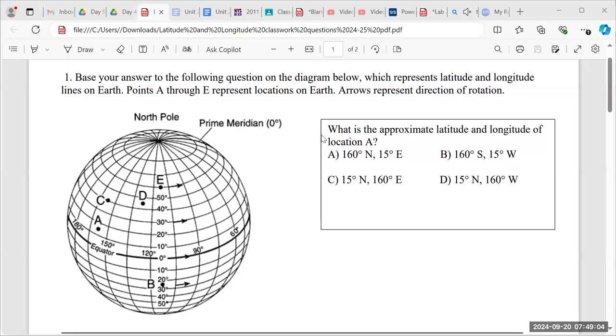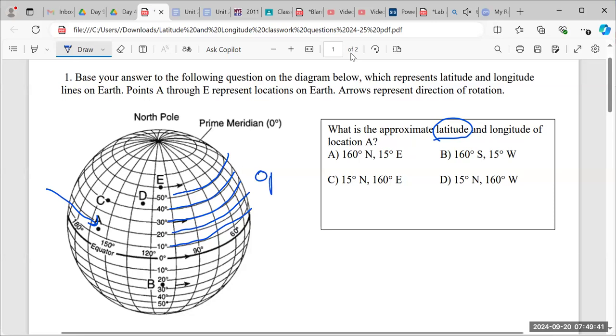All right. So it says, what is the approximate latitude and longitude of location A? Let's take a look. I'm going to identify A, so I know that A is right here. Let's start with latitude first. All of the lines that run across the globe are latitude lines: the 50, 40, 30. And if it's above the equator, we know that it's going to be degrees north. Keep that in mind.